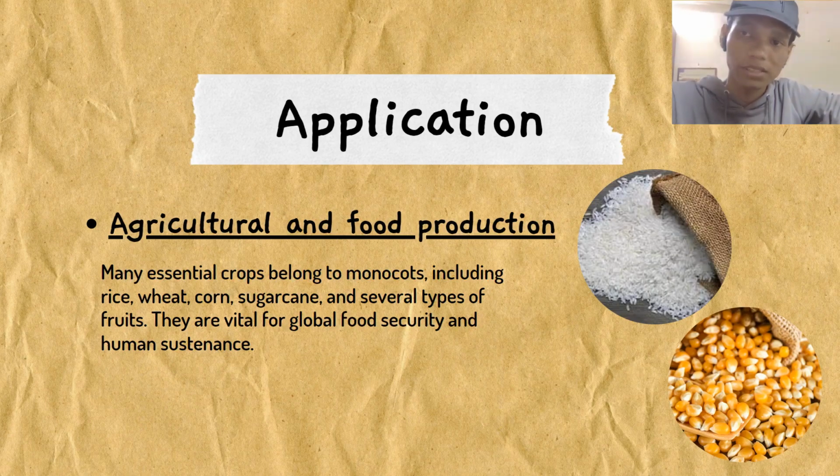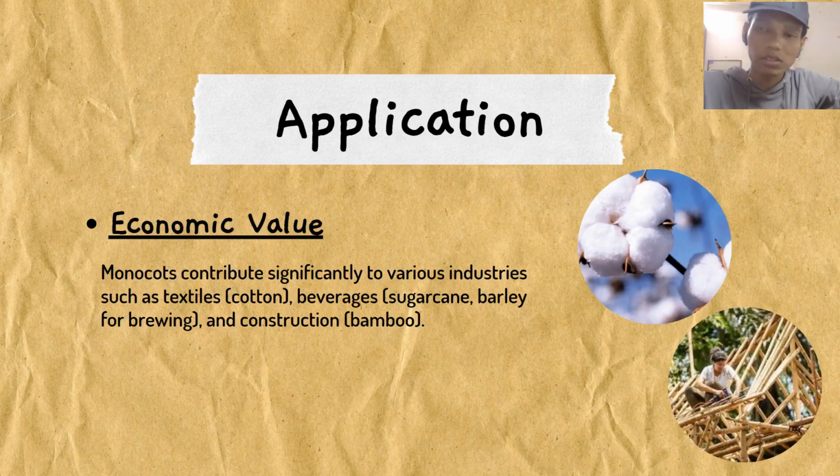For the application part, agriculture and food production, many essential crops belong to monocots, including rice, wheat, corn, sugarcane, and several types of fruits. They are vital for global food security and human sustenance. Economic value. Monocots contribute significantly to various industries such as textile, beverage, and construction.